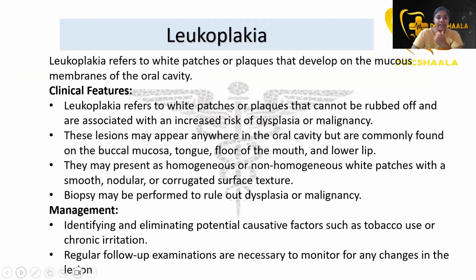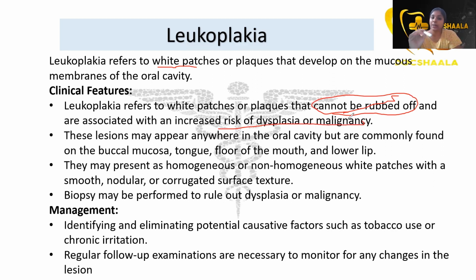Then coming to leukoplakia, our favorite one. Leukoplakia refers to white; erythroplakia, red. These develop on the mucous membranes of the oral cavity. So leukoplakia: white patches which cannot be rubbed off. This is important; the question will be like this. White patches in the oral mucosa which cannot be rubbed off, then you have to go for leukoplakia, and it is associated with increased risk of dysplasia or malignancy.